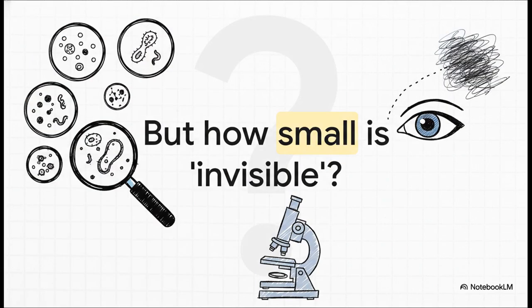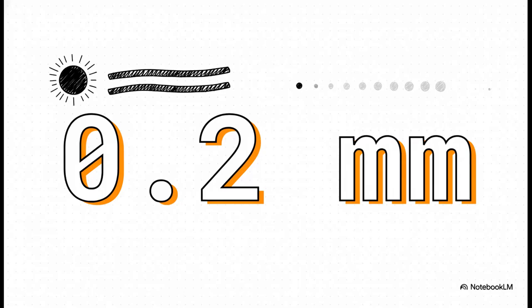Okay, so let's get real about this. We throw around words like microscopic and invisible all the time, but what does that actually mean? What's the actual limit of what our eyes can do? So this is it. This is the line. The smallest dot the unaided human eye can possibly see clearly is about 0.2 millimeters. Just to give you an idea, that's about the width of two of your hairs sitting side by side. Anything smaller than that, boof, it's just gone.